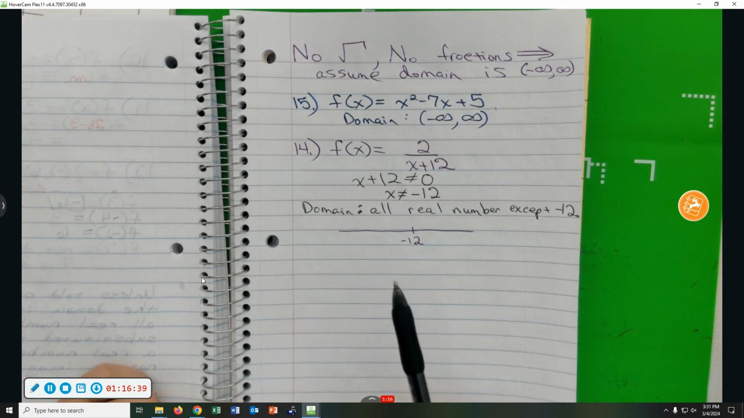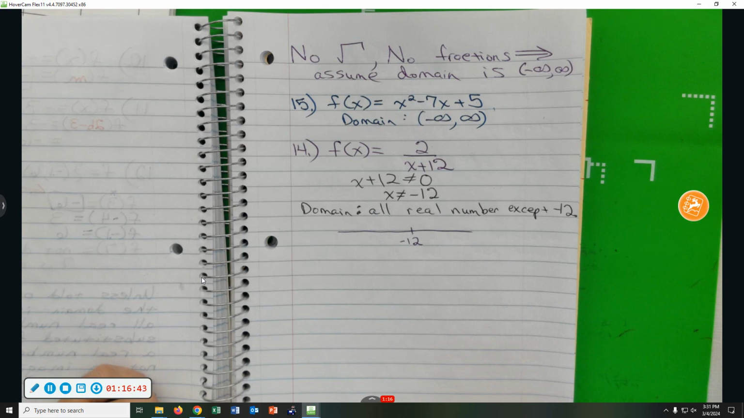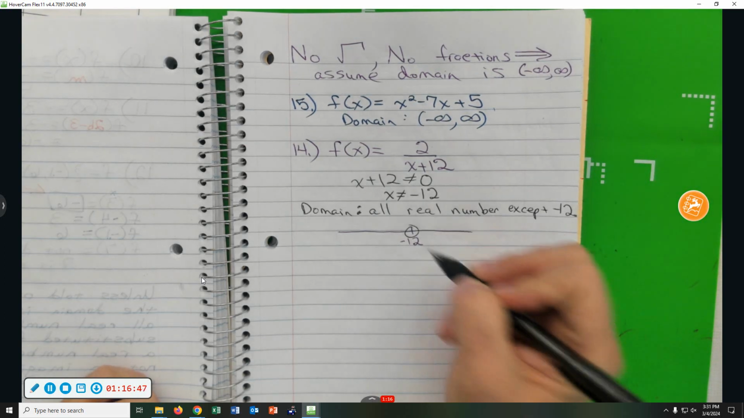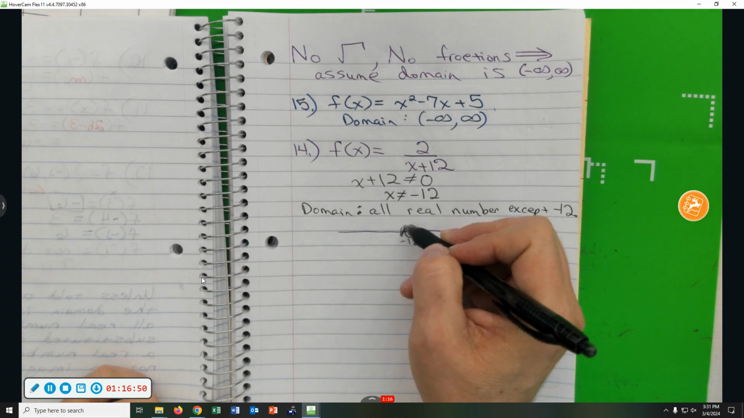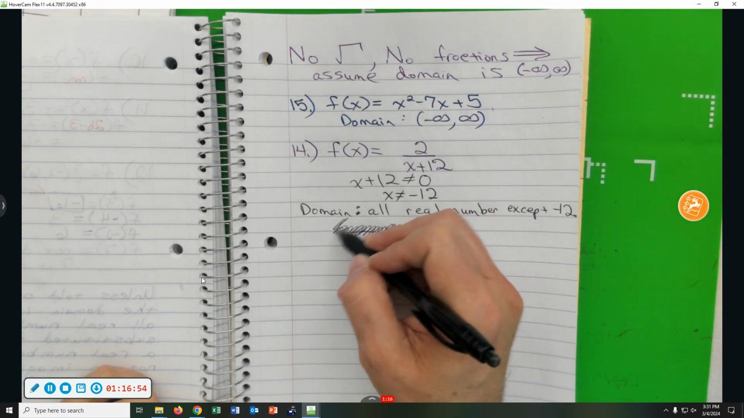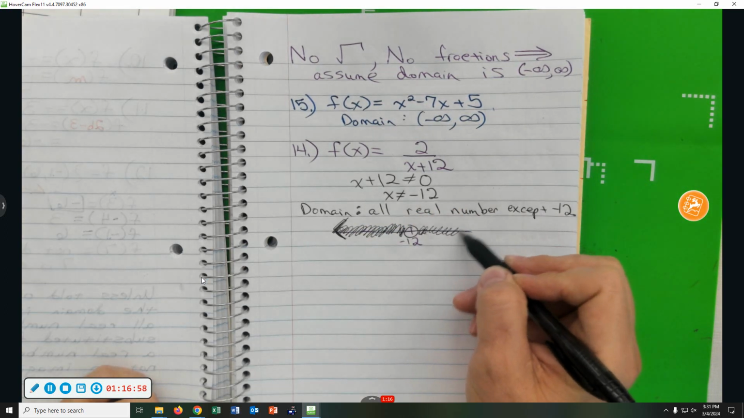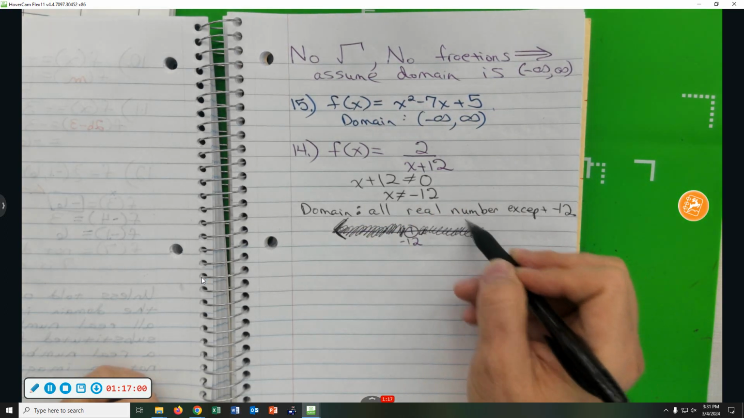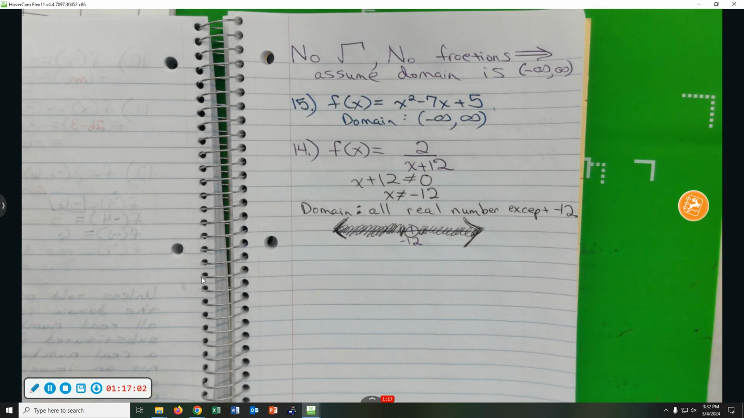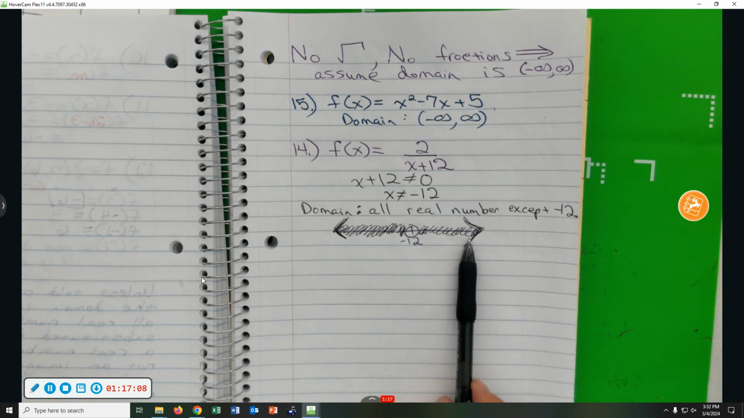How would we label those? Do we want the denominator to be 0? No, so we put an open circle there. But we can use anything else. We can use all these numbers to the left. We can use all these numbers to the right. What's the only number we can't use? Negative 12. How do we say this using interval notation?